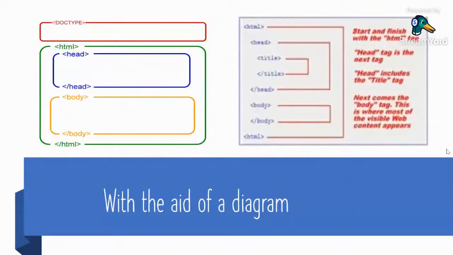Okay, sorry, I have a few minutes, so I have to rush because I've wasted time already. With the aid of this diagram, can you see my cursor? This is the doctype. This is the HTML. I call the HTML tag the mother tag, because that's where the head and the body of your web page are going to appear, inside the HTML tag.